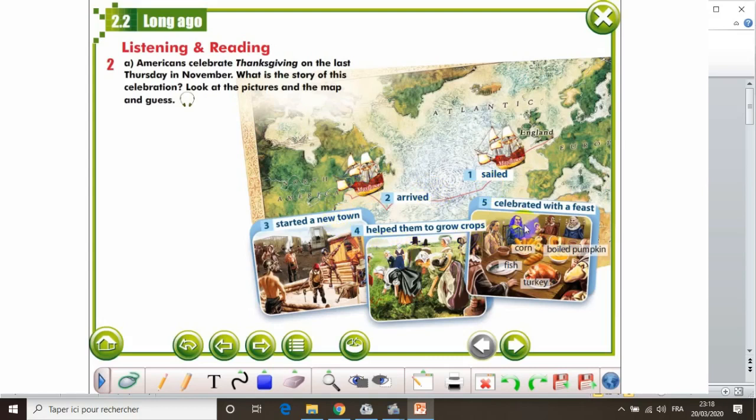Okay, you heard the word pilgrims. What is a pilgrim, in your opinion? What is a pilgrim? You see, pilgrims are here. First, they are here. Then, they became here. Then, they are here. They started a new town. You see, they are building a new town, as it is written. They helped them to grow crops. They helped the natives. And they celebrated with a feast. Okay, what is a pilgrim?